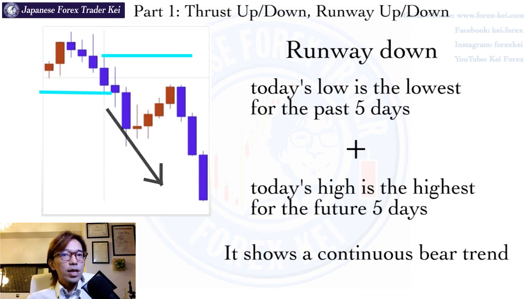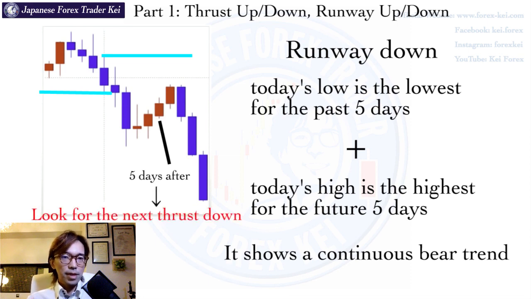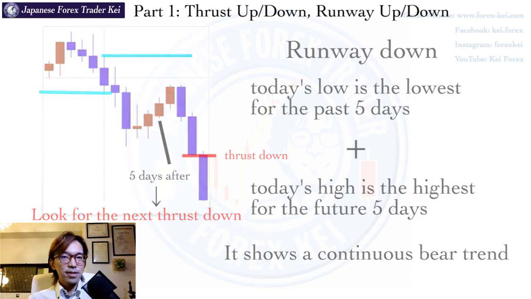So when you notice this is a runway down, you notice it when you look at this candlestick 5 days after, because this candlestick right here renewed the recent low downwards, and also it did not renew the high upwards. When you notice it at this candlestick, the next thing you can look for is the next thrust down. As a result, you see a thrust down right here. The closing price renewed the previous low downwards. Then you can be confident enough to place a sell here. Then the price drops all the way down.